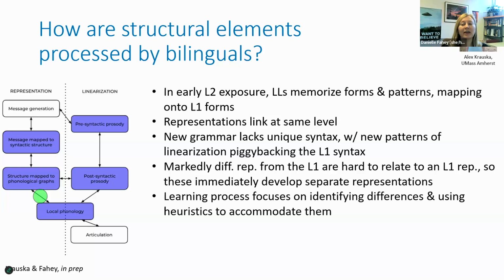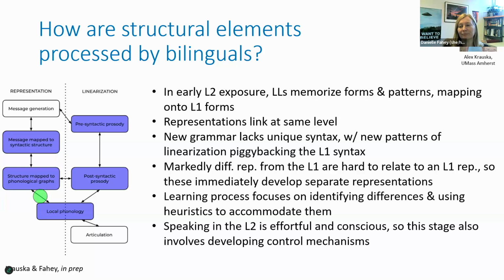But this can be very difficult, right? So learning a new language requires focusing on identifying the differences, using those heuristics to accommodate them. So overall, putting that together, second language acquisition at this point is quite effortful and uses a lot of conscious metalinguistic knowledge. And so there is language control being developed, but it's not particularly strong yet.